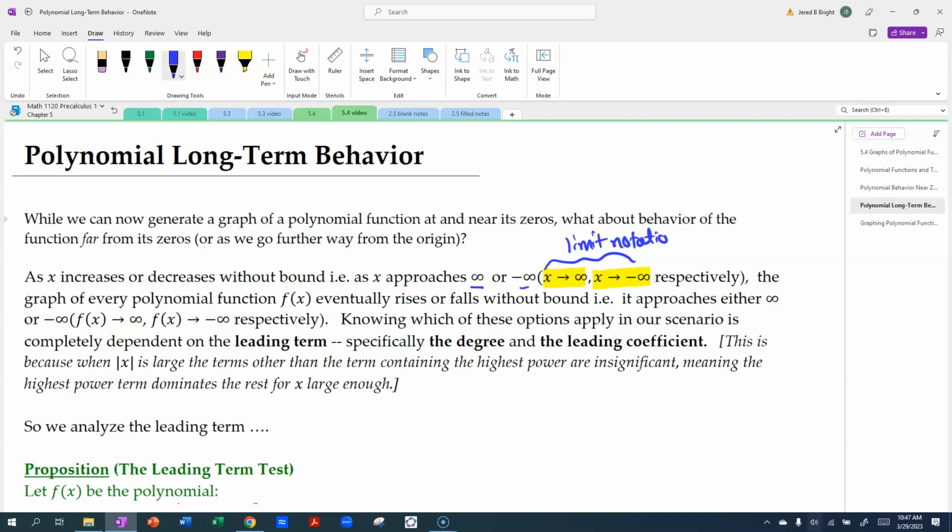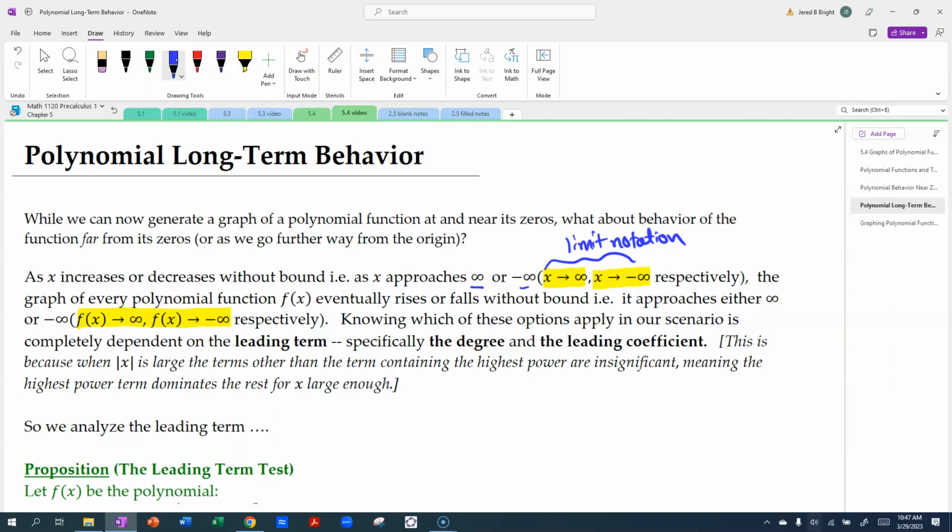And when you get to calculus, if you go that far, there will be some extra notation that we include with limits, but for now, we'll call this limit notation. This is saying as x goes to positive infinity, so as we go to the right on the graph, or as x goes to negative infinity to the left on the graph, every polynomial function either rises or falls without bound. So again, the other part of limit notation would be saying as x changes, what happens to y? So y is either going to rise in the case of f of x approaching positive infinity, or fall as f of x goes to minus infinity.